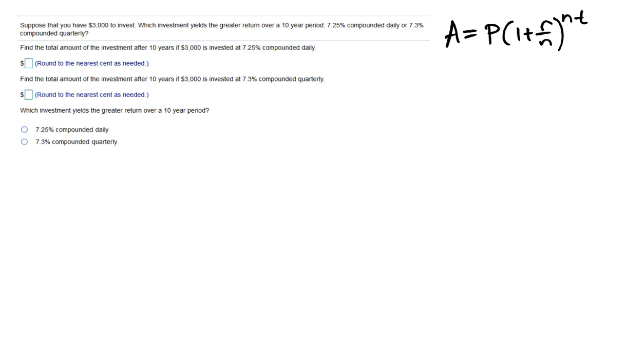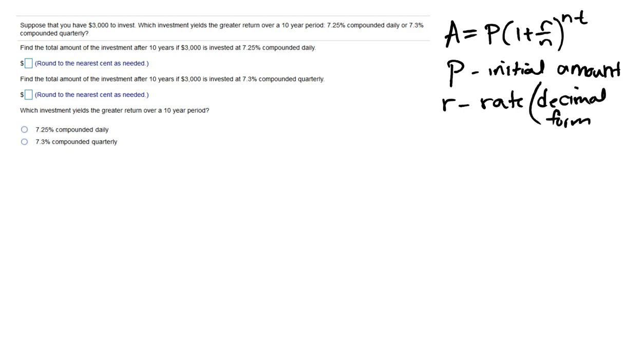Let me go through what each thing stands for. The P is principal or initial amount of money. Your starting amount is the principal. And we have r, that's going to be your rate, your interest rate. We're always going to write this in decimal form. The t is time in years. The n is the number of compoundings in the year. We'll talk about that more in a minute.